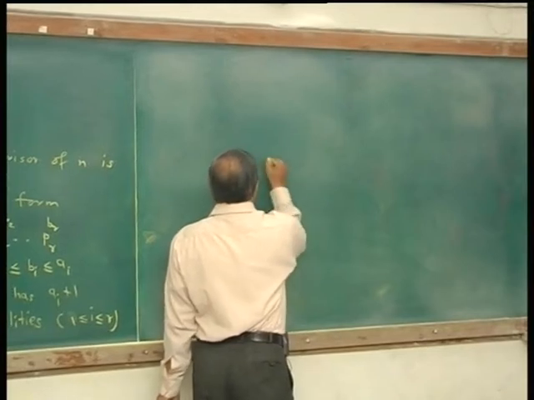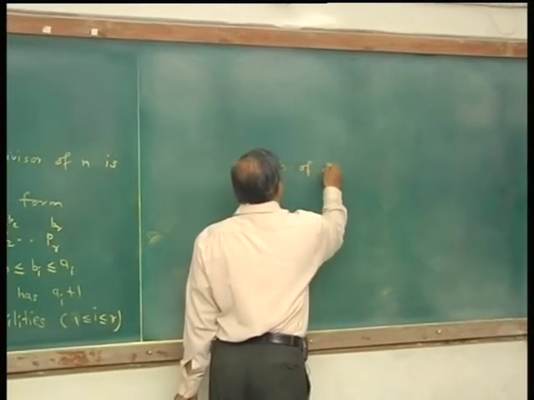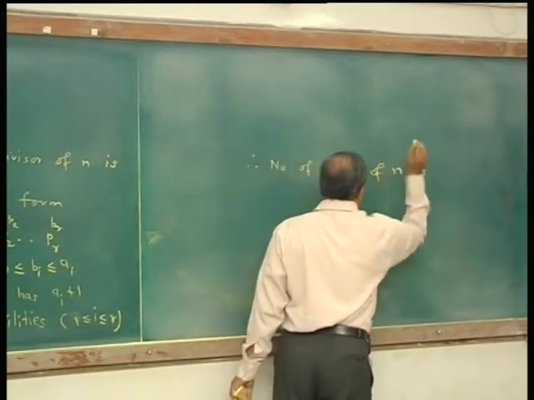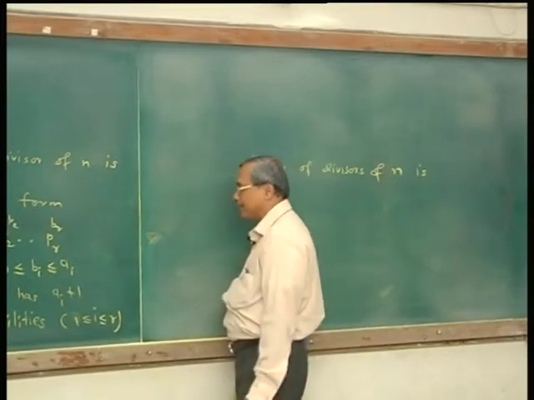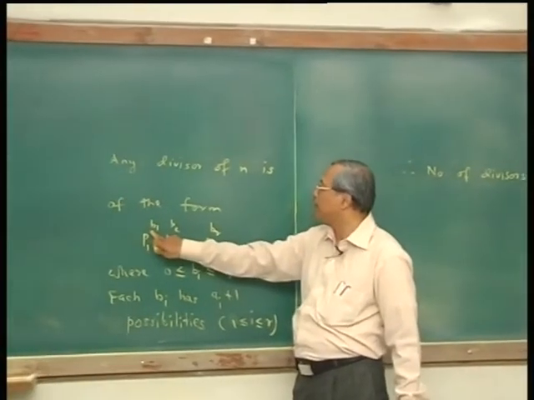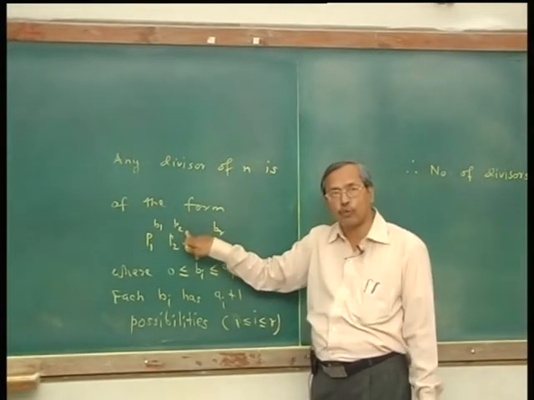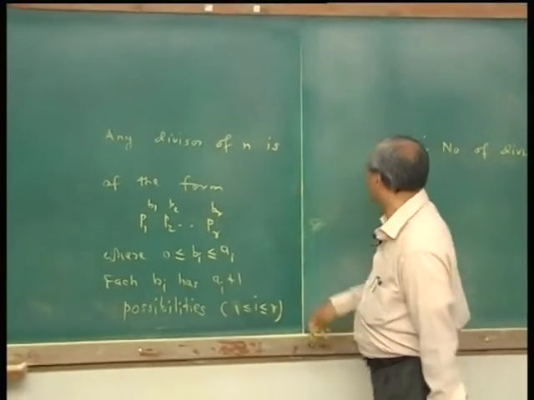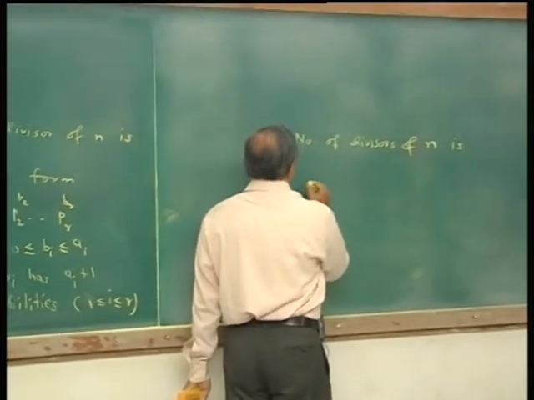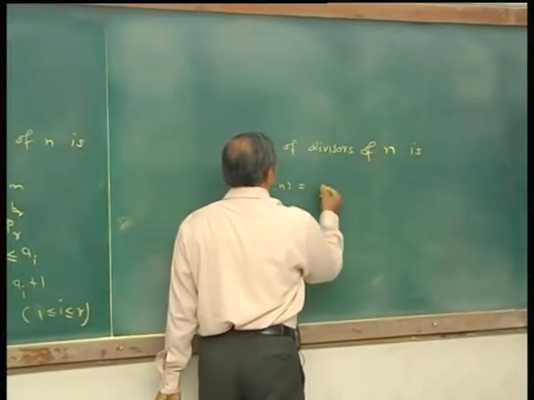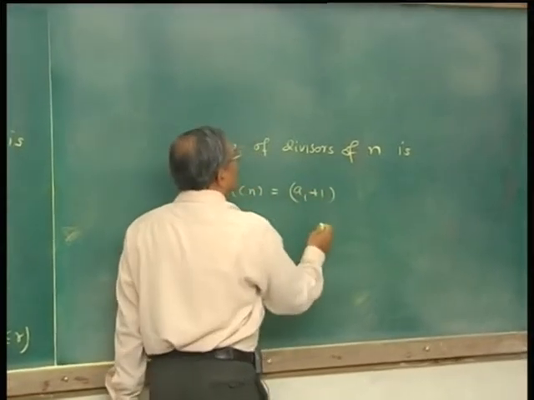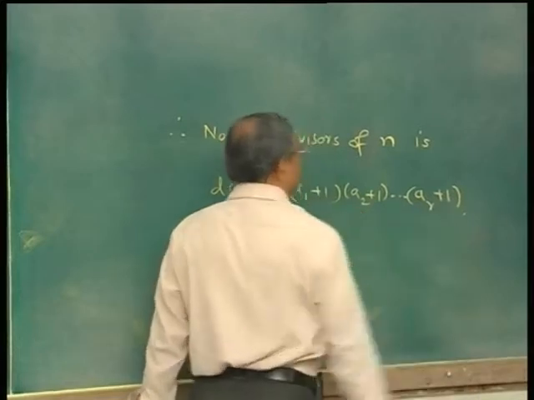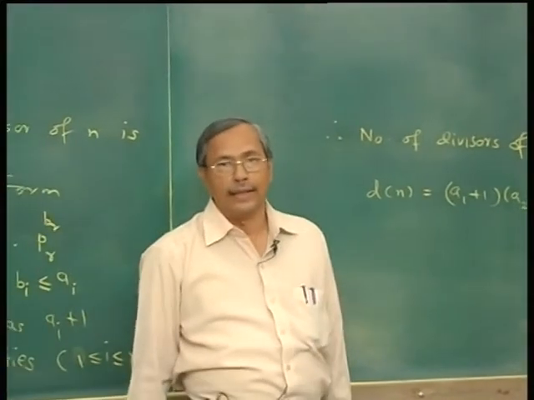And therefore, what is the number of divisors of n? We have to use the multiplication principle, that b1 has a1 plus 1 possibilities, b2 has a2 plus 1 possibilities, br has ar plus 1 possibilities. So the number of divisors of n, which we write as d of n, is a1 plus 1, a2 plus 1, etc. ar plus 1. This is the formula for number of divisors of n.